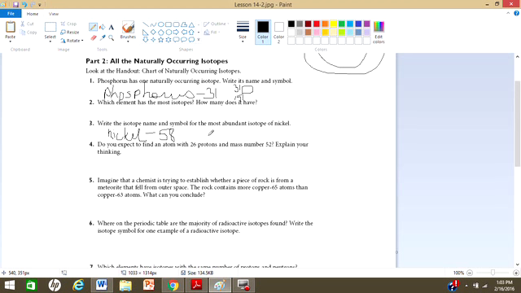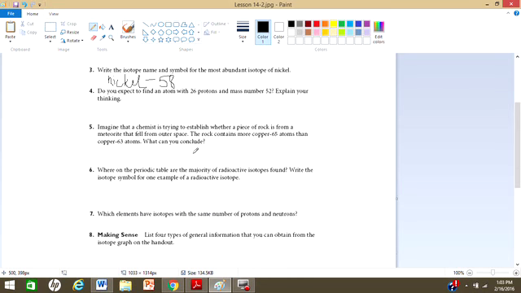Okay, we're on number 4. Do you expect to find an atom with 26 protons and a mass number of 52? Explain your thinking. Okay, so we can actually just go look at the chart for that. But 26 protons is a lot of protons to have a 1-to-1 ratio. Isn't that a 1-to-1 ratio? So if you have a mass of 52, we have 1 proton for every 1 neutron. So let's go look at the chart.